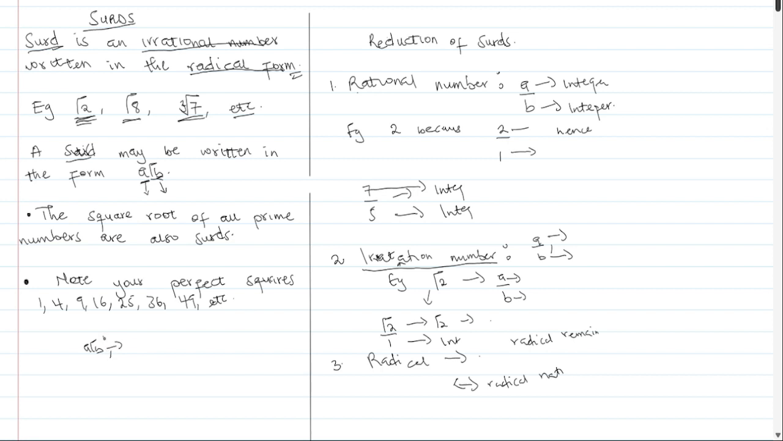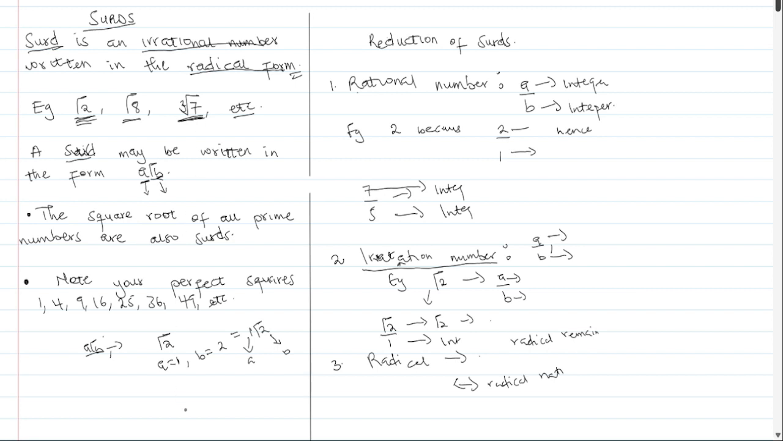Sorry for the interruption. Okay, let's move on. Written in the form a root b. Let's take our first example, the root 2 that we had. You could say that a is equal to 1, b is equal to 2, because root 2 is the same as 1 root 2. Hence, this is our a, this is our b.